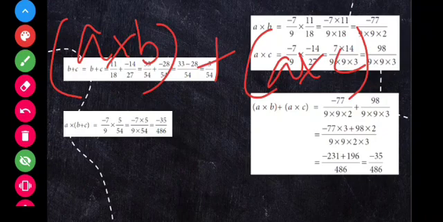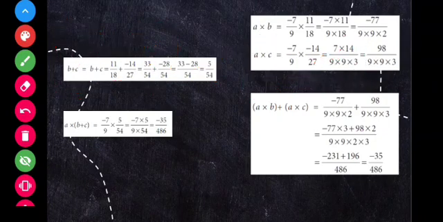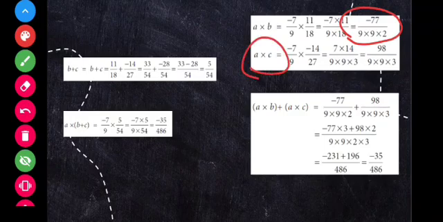Okay, so let's find individual A into B and individual A into C. A into B, minus 7 by 9 into 11 by 18 will give us minus 77 by... I have written 9 as 9 itself, and I have written 18 as 9 into 2. 9 into 2 is 18, obvious. Same way A into C, minus 7 by 9 and minus 14 by 27. Same way I have written 9 as 9 itself, and 27 as 9 into 3, so that it gets cancelled easily later on. So now we have found A into B and A into C.